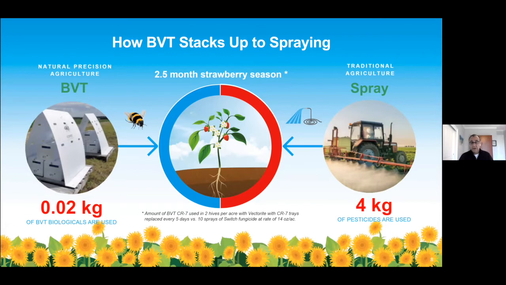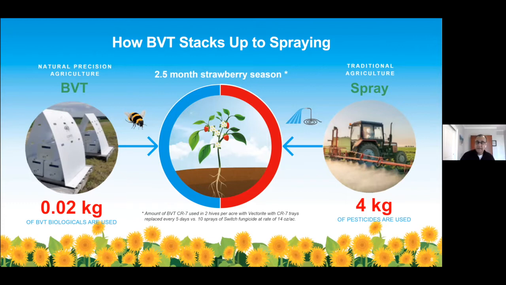And we've actually modeled this and we've demonstrated, and here on this slide, you see an example for strawberry production in Florida, where a grower will spray every 6th or 7th day a chemical spray. And during the course of a 2.5-month season, they may spray something close to 4 kilograms of a chemical pesticide onto every acre of land.